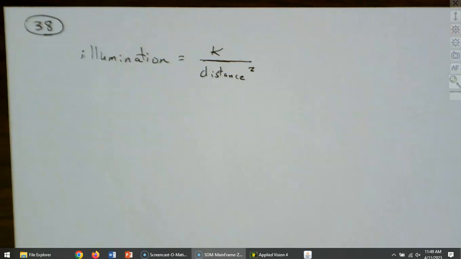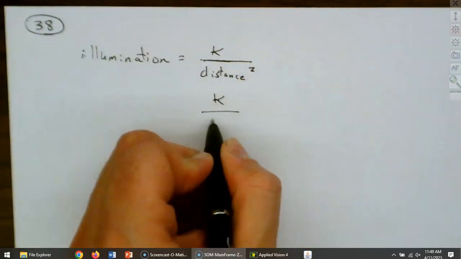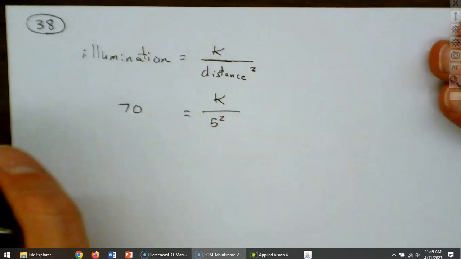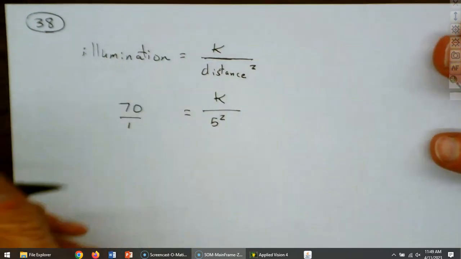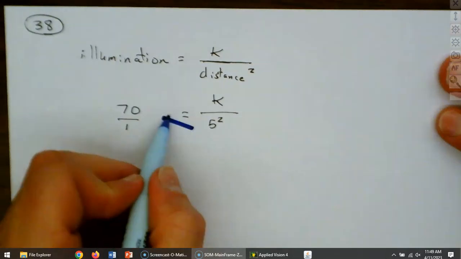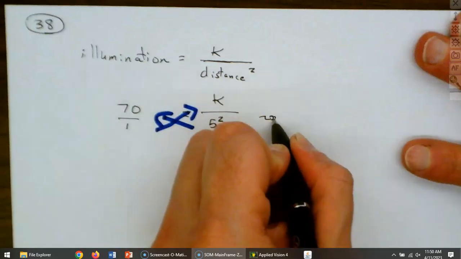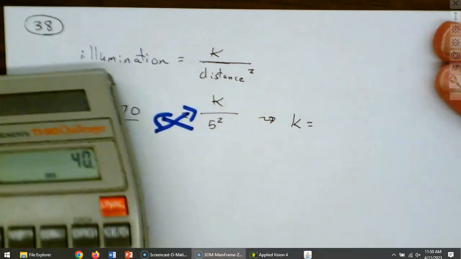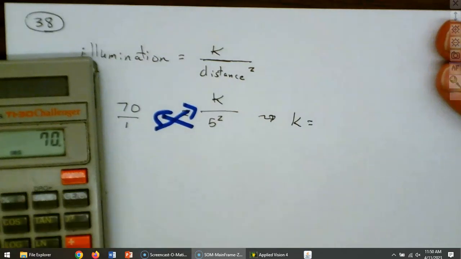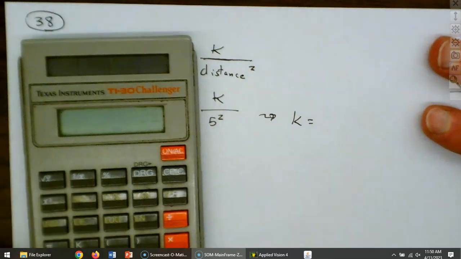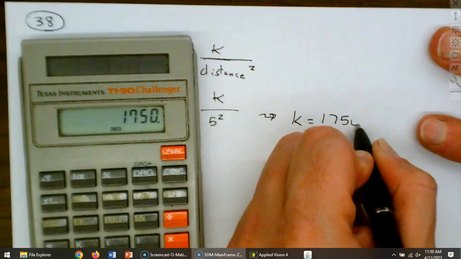So the illumination of a light source at 5 meters, so that's my distance there, squared, is going to equal 70 candelas. So let's write that as 70 over 1. And we're going to have to square the 5 and cross multiply. And so that leaves you then with K equaling 70 times 5 squared, which is, again, your 25, right? 70 times that 5 squared is 25. And that gives you then 1750.